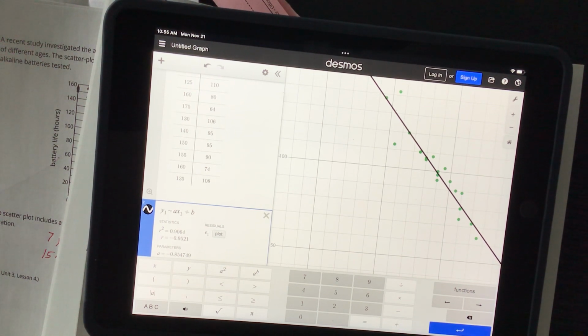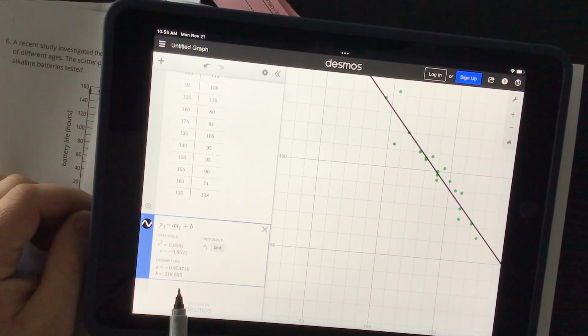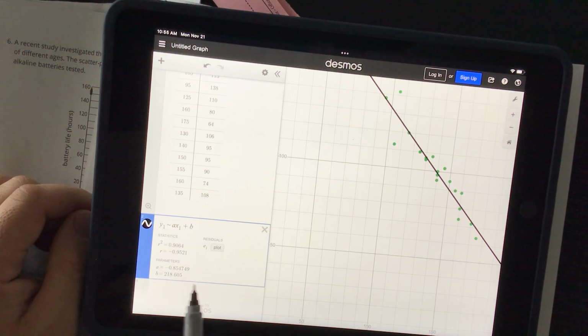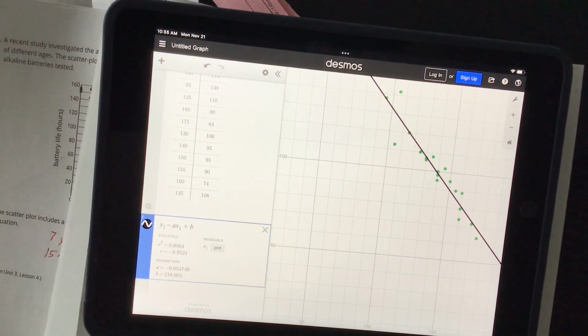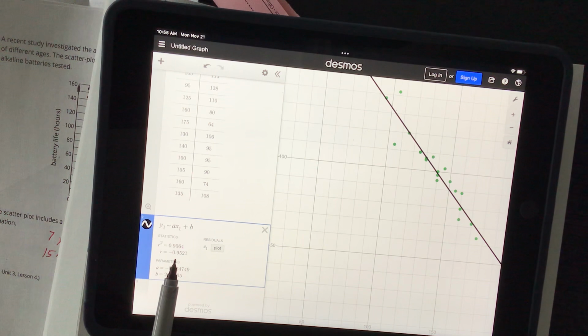I took a screenshot. All right, so here's your slope and your y-intercept. So if you wanted the equation, it would be negative 0.85x plus 218. If you wanted the equation, which the homework today did twice, two different ones. But right now, what I'm concerned about is this value. How would you classify our data?